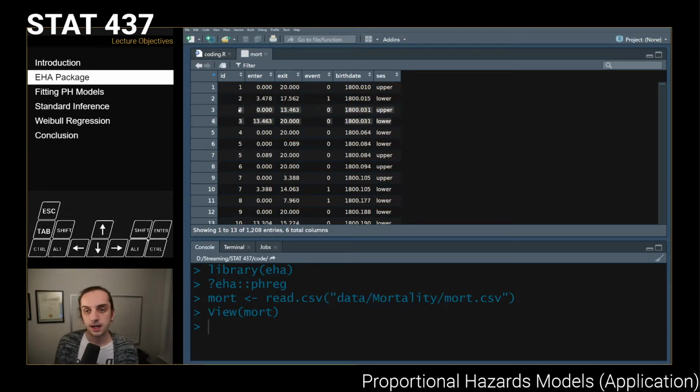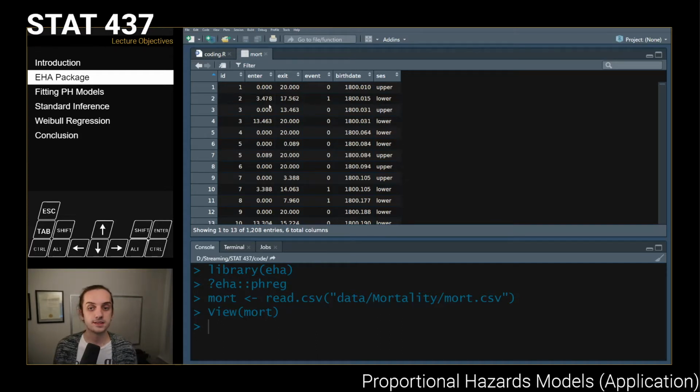So you can see for individual 3 here, we have 2 different lines. And if you look at it, what you'll notice is that the exit of the first line is the entry of the second line. And the thing that changes is the socioeconomic status indicator, right? And so what's happening is at the time 13.463, the person actually went from being a high socioeconomic status to a low socioeconomic status.